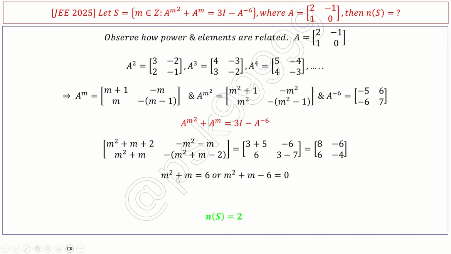I am taking the first one, M square plus M plus 2 equal to 6, or M square plus M minus 6 equal to 0. If I solve this, I get two values basically, M equal to minus 3 comma 2, which means two values are possible in the set S. S set has minus 3 comma 2. So the number of elements in set S is 2. That's the answer. Okay, thank you.